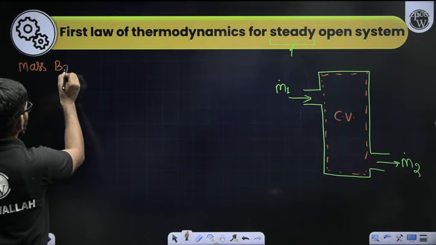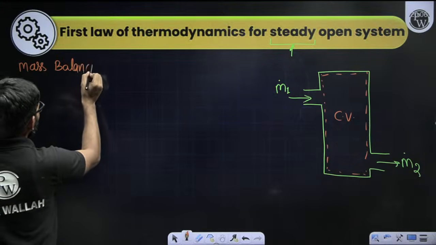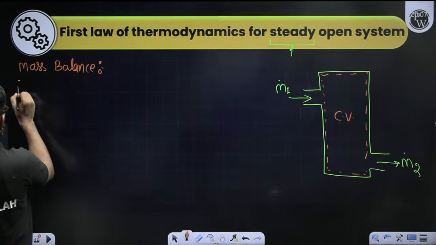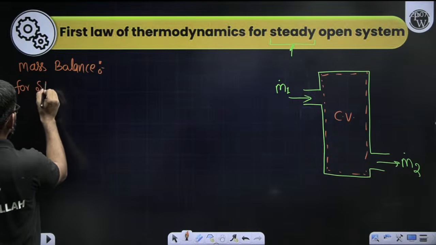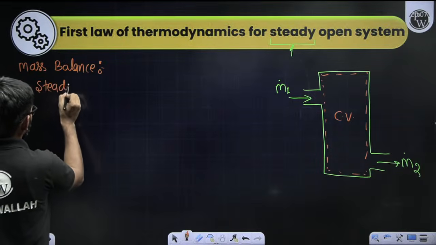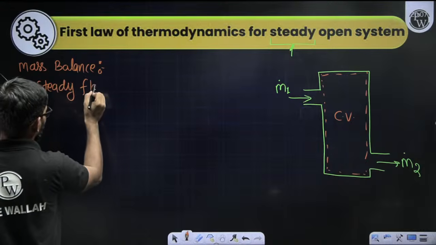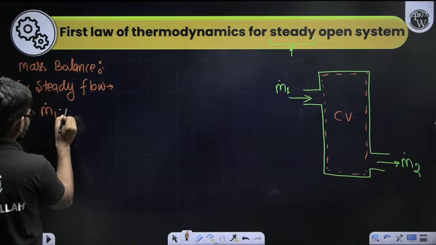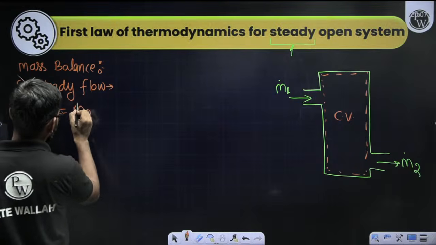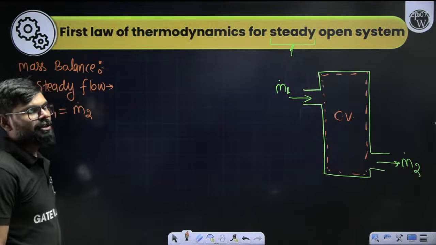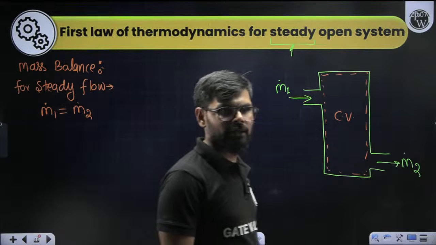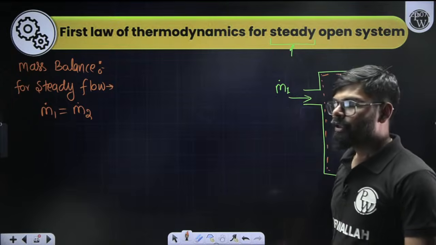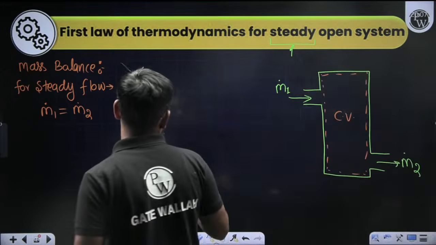Mass balance. If I talk about mass balance, my dear student friends, then for steady flow I can say m1 dot is exactly equal to m2 dot. Clear? Any problem? No problem at all.